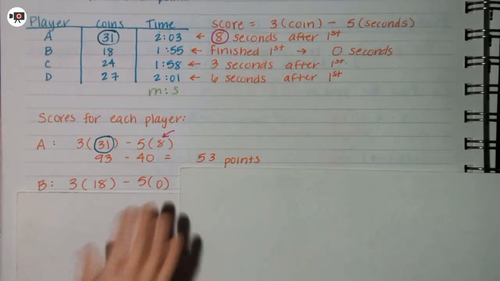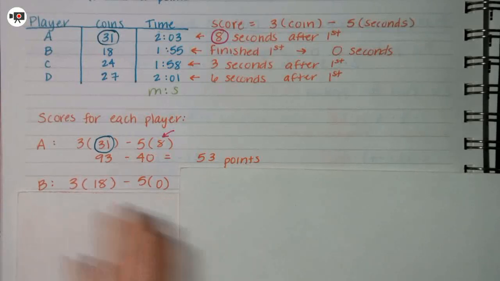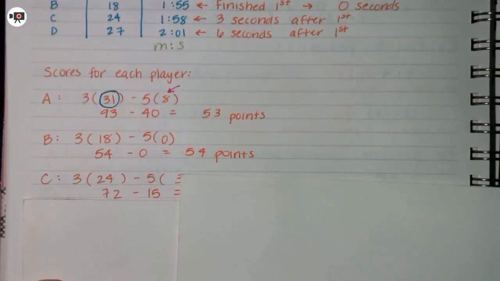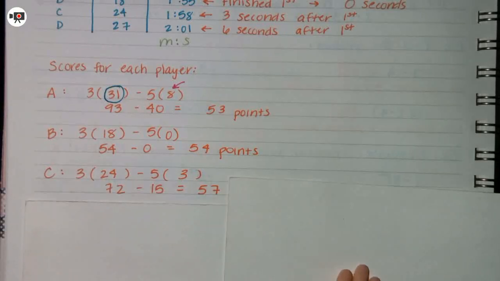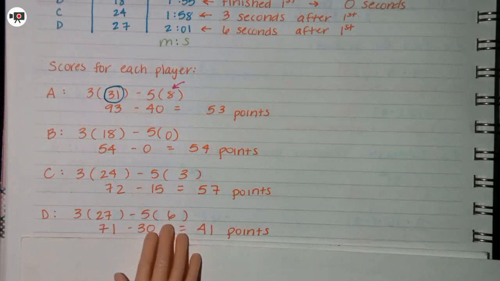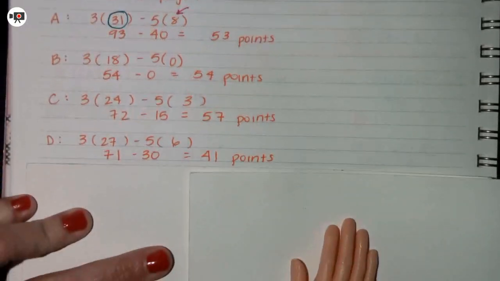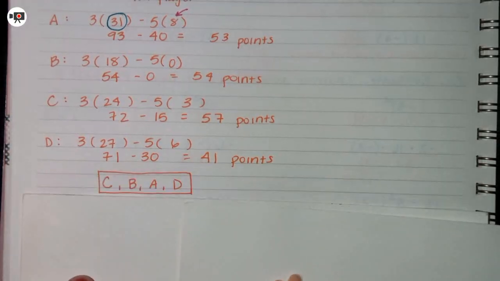Player B, they finished first, so they have 0 seconds after themselves. And they got 18 coins, so they have a score of 54 points. Player C was 3 seconds after and they gathered 24 coins, so I get a score of 57. And player D was 6 seconds after and got 27 coins to get a score of 41 points. So if I list these in their points order from greatest to least, so that's first place through fourth place, I get the order C, B, A, D.